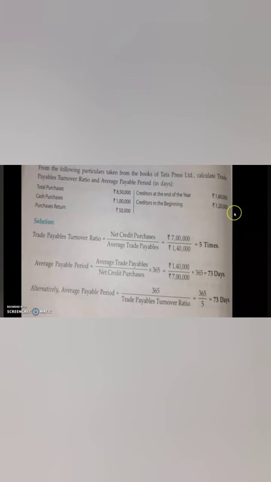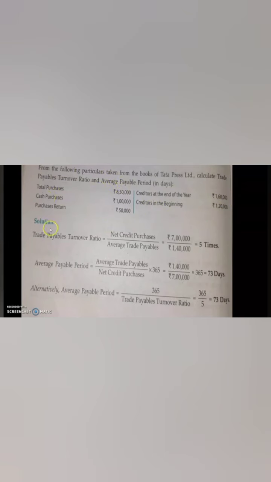From the following particulars taken from the books of Tata Press Limited, calculate trade payables turnover ratio and average payable period in days. The items given to you are total purchases 8,50,000, cash purchases 1 lakh, purchase return 50,000. Creditors at the end of the year 1,60,000, creditors in the beginning 1,20,000.